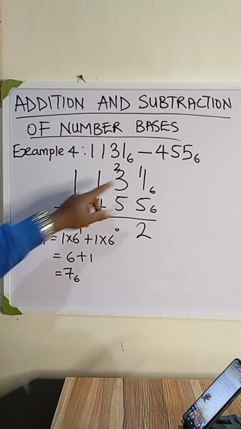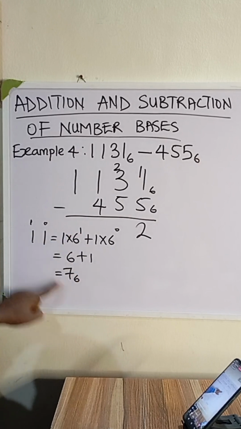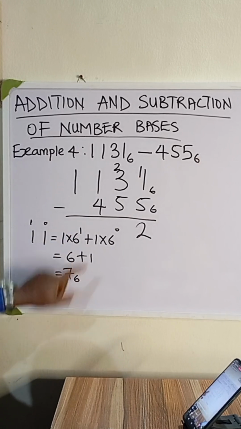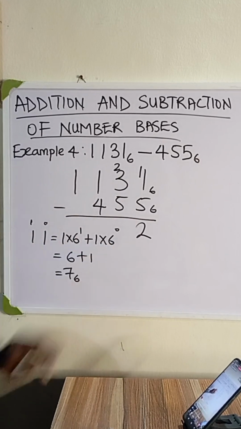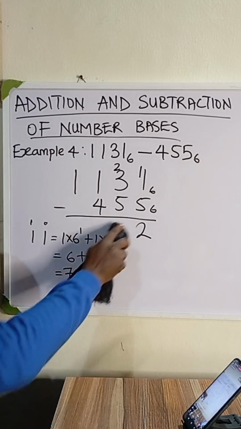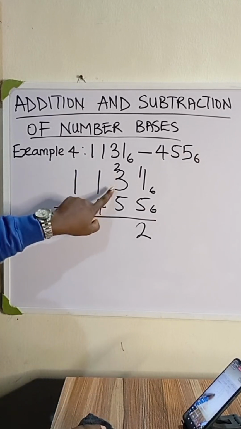So before you subtract, you convert this like this and you get 7 base 6. Then you can now do 7 minus 5, and that will give us 2. So that's the first one. So remember, now you have 2 here instead of 3.